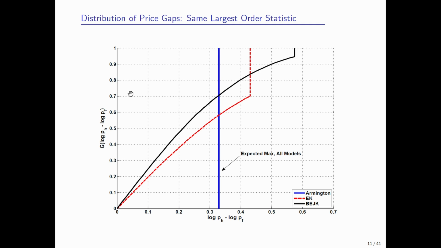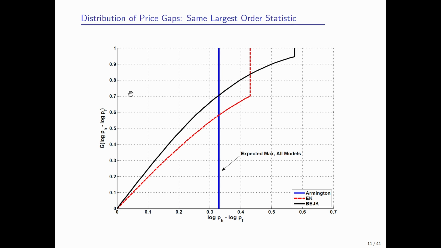How so? Well, the blue line here, that's the Armington model, that's easy. I already showed you that the relative price is always the trade barrier. Therefore, the relative price is going to be the expected max as well. So that's super easy, right?